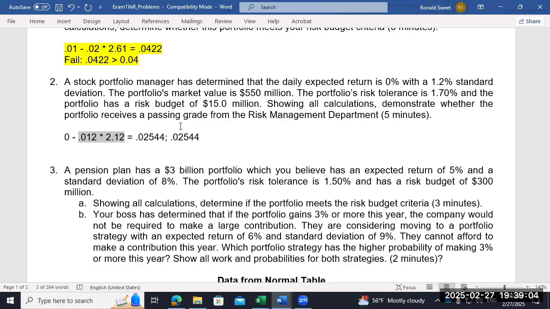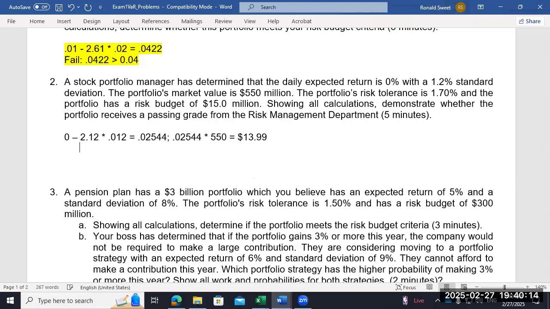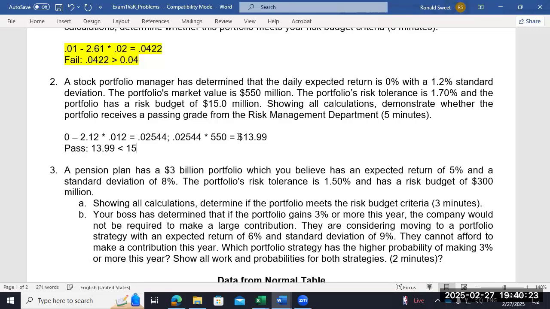You get the same answer either order, but I usually do the 2.12 times the standard deviation. So I'm gonna switch it back because that's how all the examples are. So how'd you get the dollar amount? They're 550 million times, yeah, I got 13.992. And then I did 550 times 0.017 for their 1.7 risk tolerance. You wouldn't do that. No, this is all you need right here. So did they pass or fail? They passed. So that's all you need there.